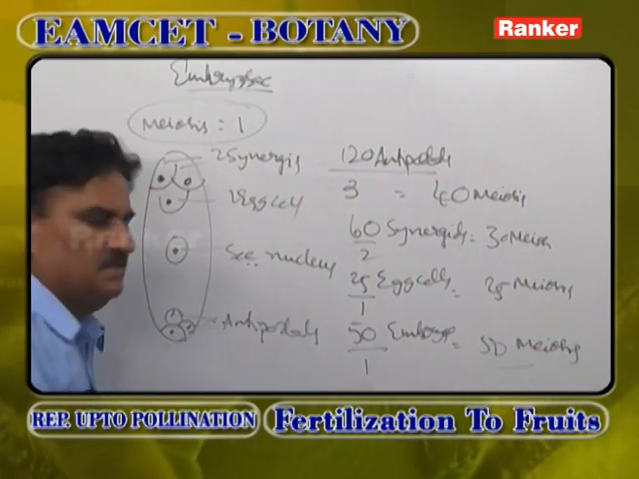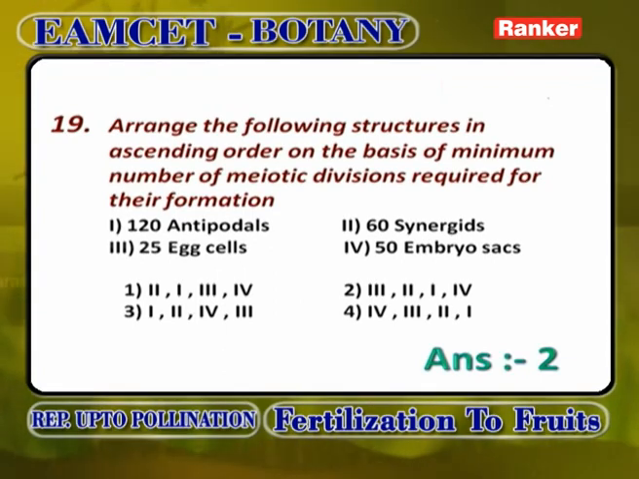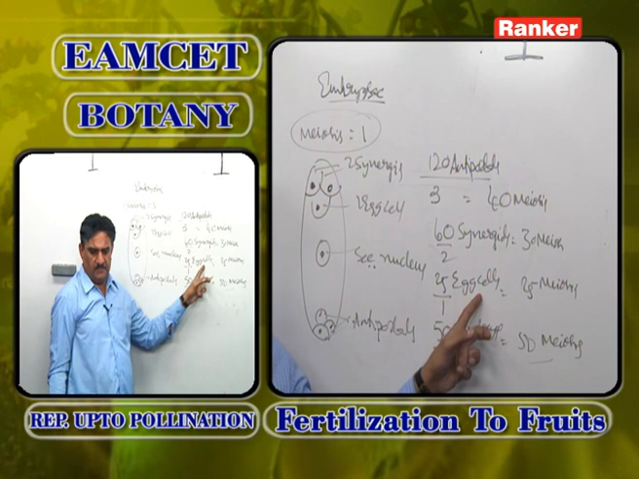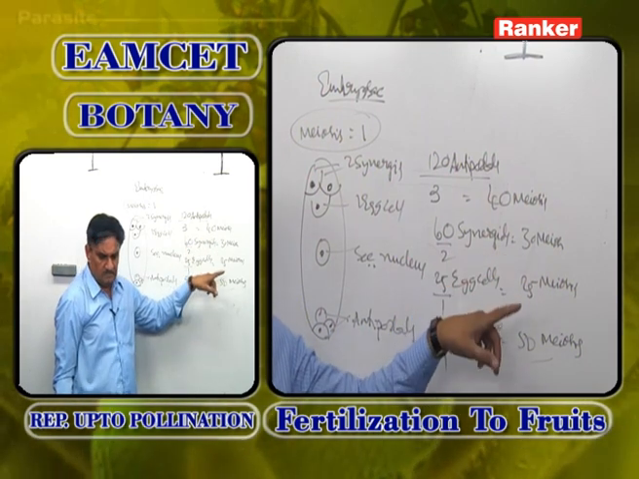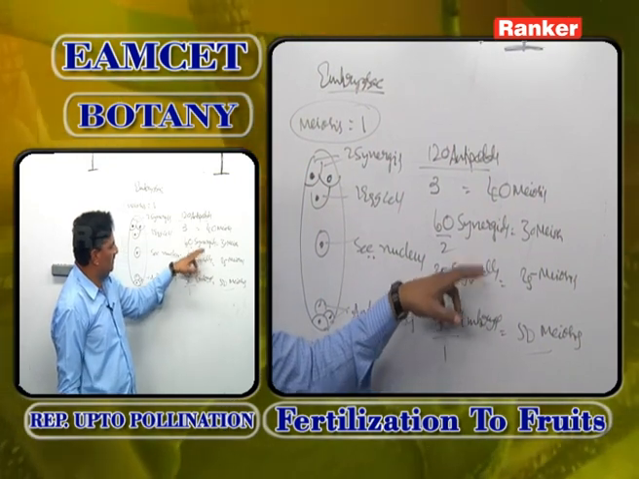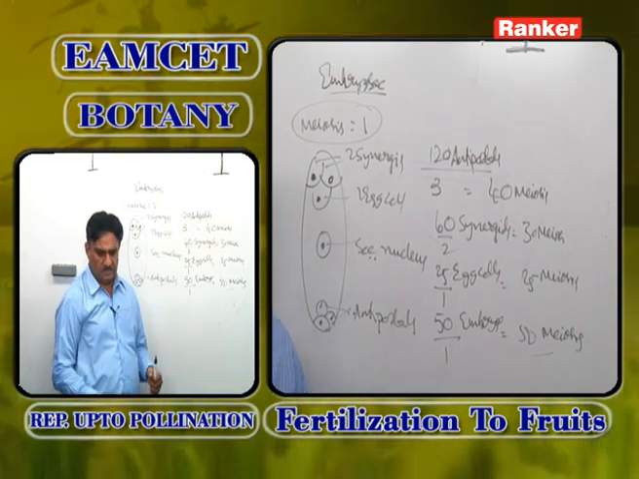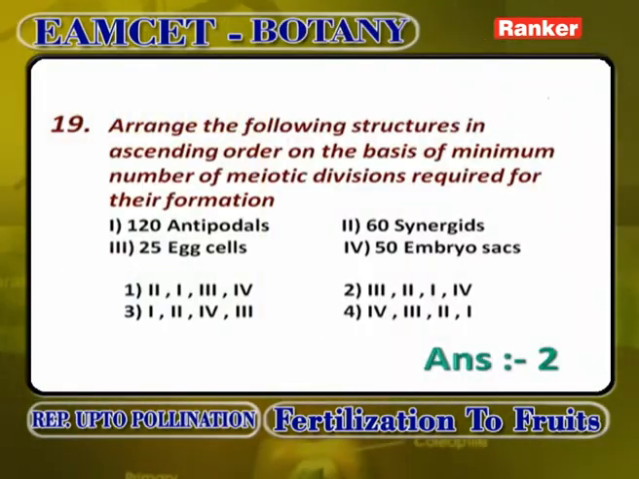So, here what is the question asked? Arrange the following structures in ascending order based on the minimum number of meiotic divisions required for their formation. The order is 25, 30, 40 and 50. So, 3, 2, 1, 4. So, the answer for this is 3, 2, 1, 4.